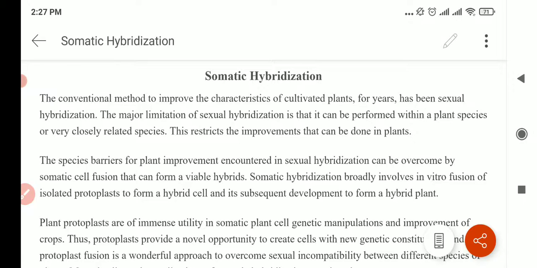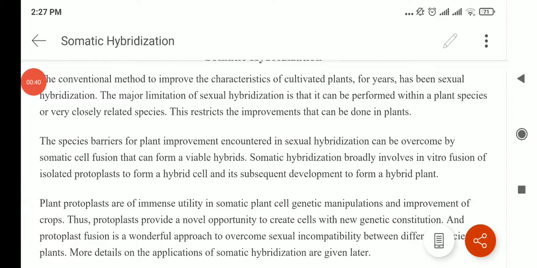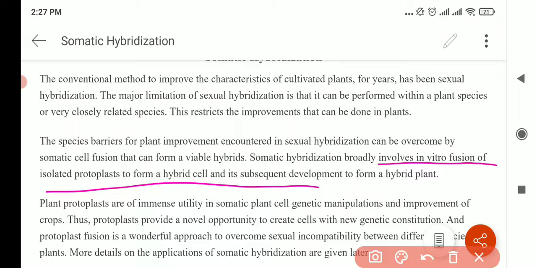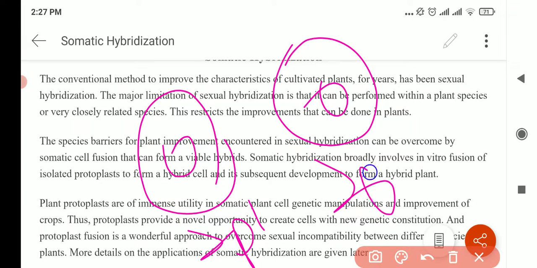It involves in vitro fusion, meaning in the lab, in vitro fusion of isolated protoplasts to form a hybrid cell, and its development to form a hybrid plant. We already know protoplast isolation, remember? So you just take one protoplast of species 1 and another protoplast of species 2, and then you fuse them, so that you will get a new hybrid.